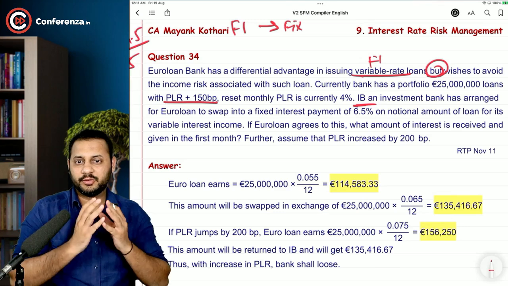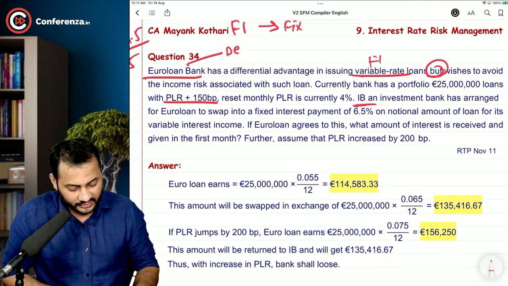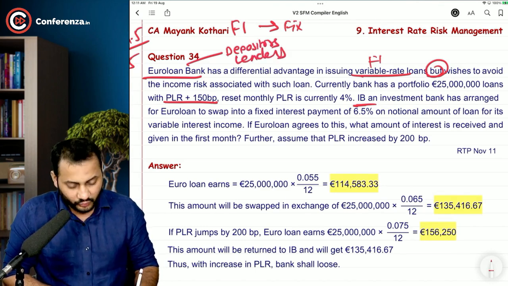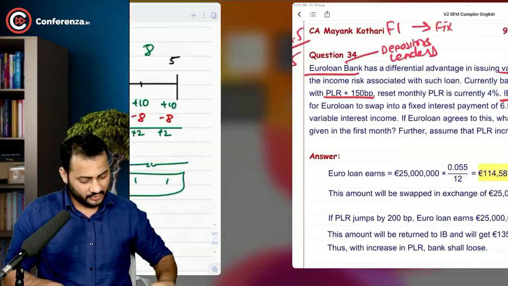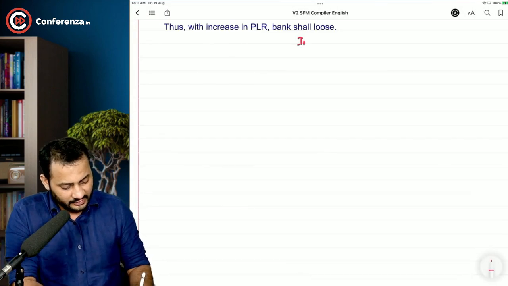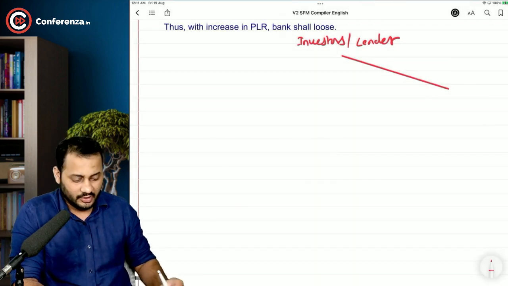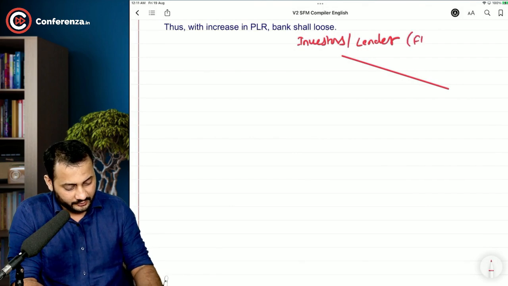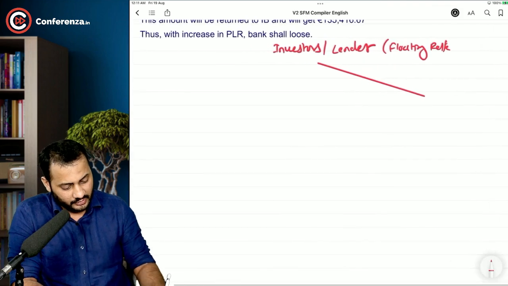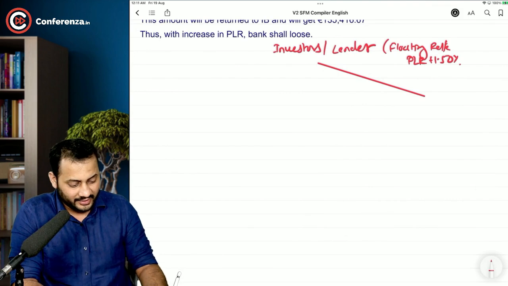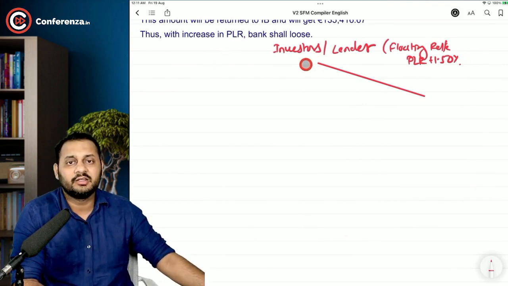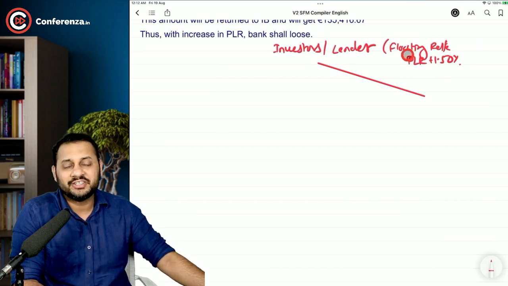Now this is a very interesting question, because in this case, we are not the borrower, we are the investors, or we can say depositors or lenders. So we are earning this much interest right now. Let's focus on this. Since we are the investors, or lender right now, the risk to us is the fall in the interest rate. In fact, we have a portfolio of a floating rate with PLR plus 1.50%. What does that mean? It means that we are earning this much because we have lent the money to someone else. That other party is giving us this much money. So we are earning interest at a floating rate, but we are scared of falling interest rates. If the LIBOR or the floating rate falls, we will receive lesser interest income.